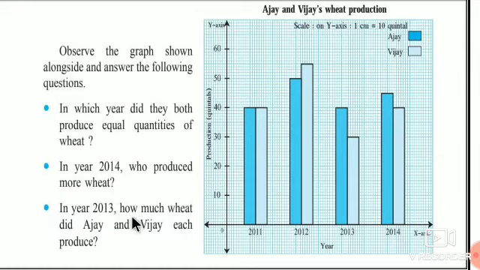In 2013, how much wheat did Ajay and Vijay each produce? 2013. It shows 40 quintals. So Ajay produced 40 quintals and Vijay produced how much? 30 quintals. Okay, understood it?